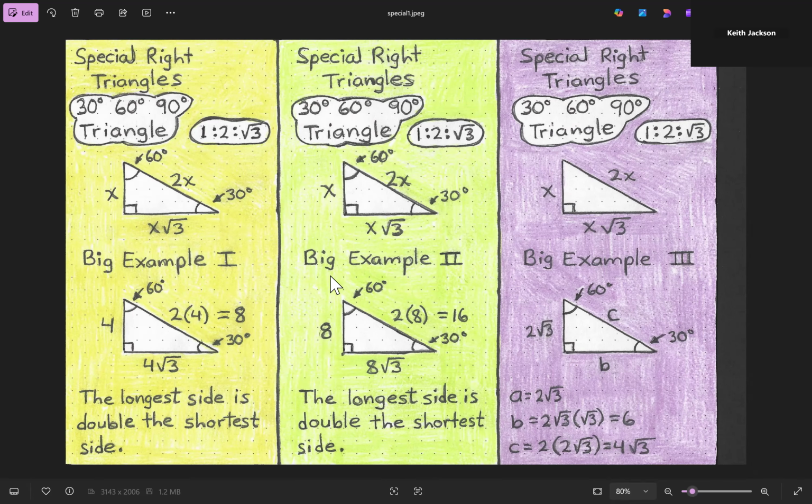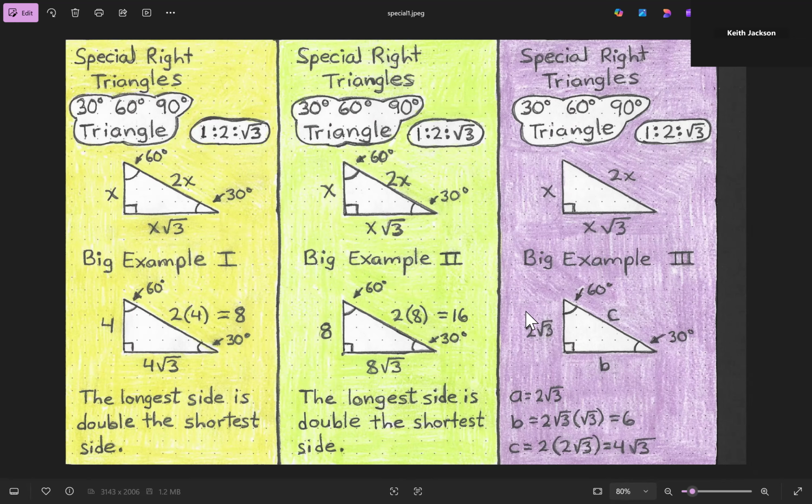And let's take a look at the second big example in which we're going to apply that same logic. And again, it is in the ratio of 1 to the square root of 3 to 2. And we can see right here, if we plug in the 8, we can see how magically it works as well, knowing that the longest side is double the short side. So if the short side is 8, then the hypotenuse will be 2 times 8, which in this case will be 16. So 2 times 8 will give us 16 here.